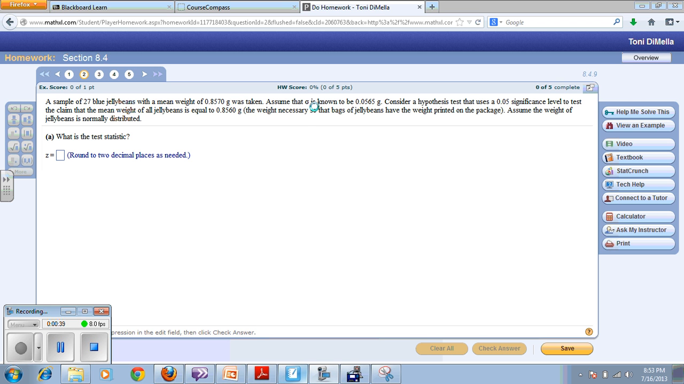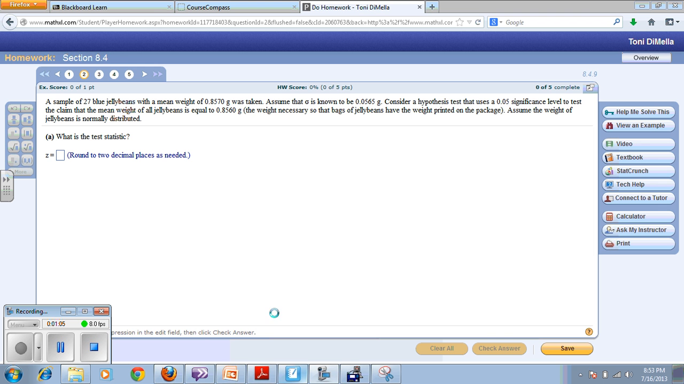If you have the sigma, you know the population standard deviation, then we're talking about something that we know for a fact is normally distributed. And so therefore we're going to be able to use these z-scores. We're going to use a 0.05 significance to test the claim that the mean weight of all the jelly beans is equal to 0.8560. And we're going to assume, of course, that all these jelly beans are normally distributed.